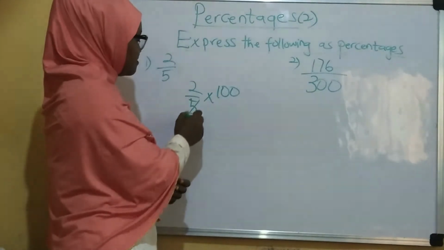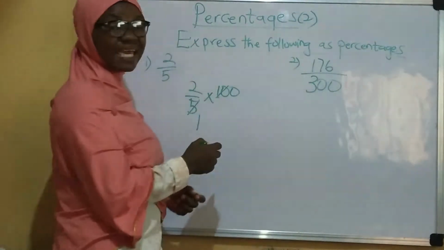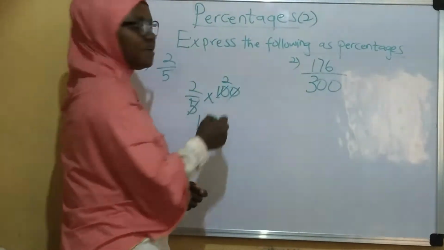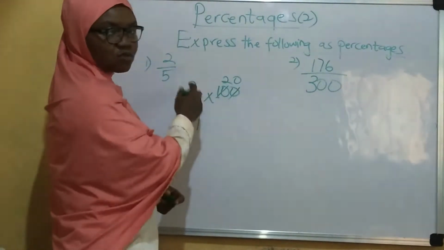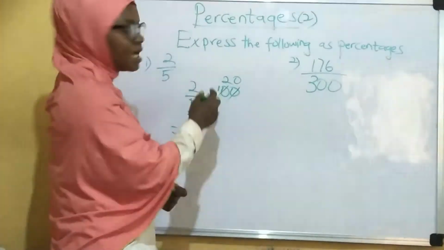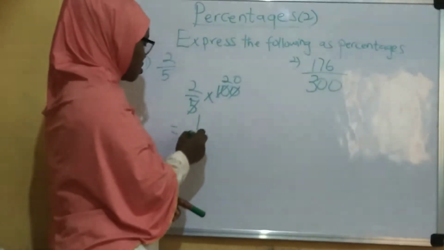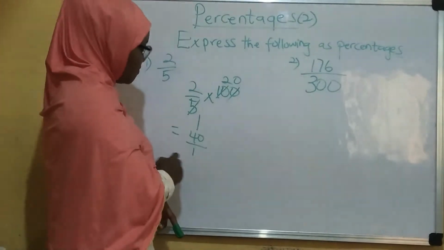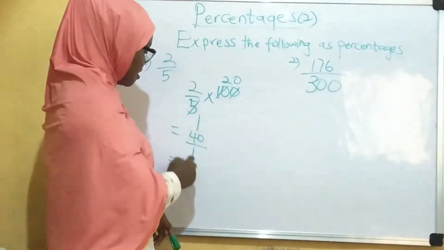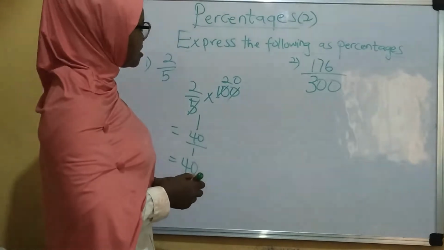So how many 5s can I get in 5? 1. How many 5s can I get in 10? 2. How many 5s can I get in 0? 0. So what do I have left at the numerator? I have 2 and 20, which I'm going to multiply together. 2 times 20 is going to give me 40, over the 1 I have left here, over 1. So 40 divided by 1 is still 40.